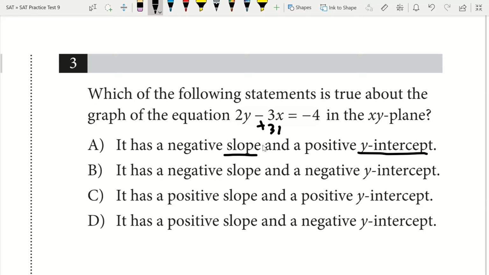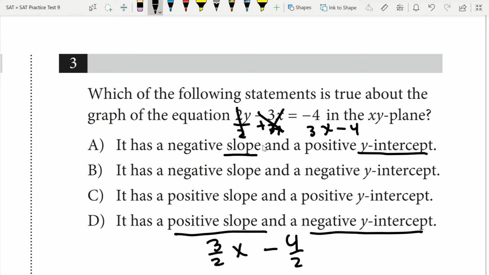So to do that, you're going to add 3x to each side. It'll cancel right here. Now you're going to have 3x minus 4 over there. You divide each side by 2 to get y. And you're going to have 3 over 2x, which tells you it's going to be a positive slope, minus 4 over 2, which tells you it's going to be a negative y-intercept. Thus, your answer there is going to be D.